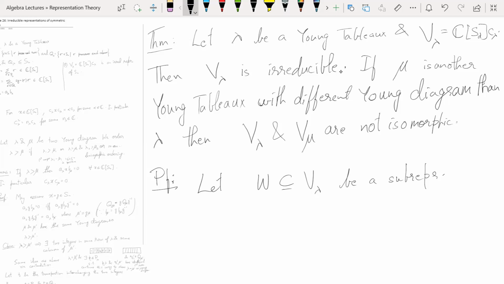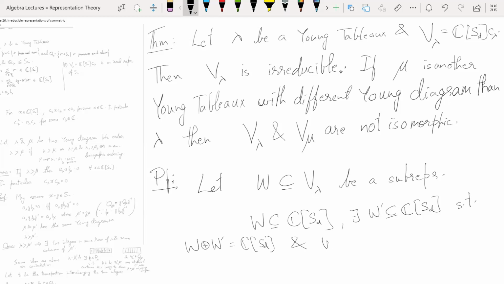But there is another thing. W is contained in CST as a sub-representation, and this is semisimple, meaning there is a complementary sub-representation. So there exists W prime in CST such that W plus W prime is equal to CST. I've changed from SN to ST because the book was using ST, but it doesn't matter.